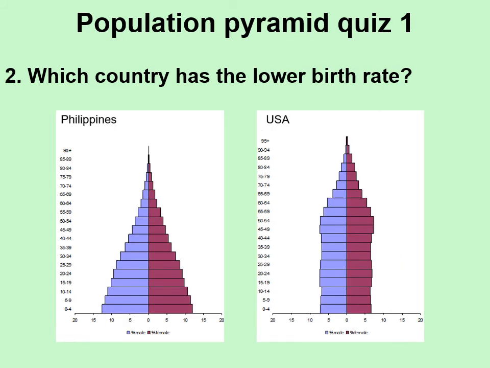Question 2. Which country has the lower birth rate? Hopefully here you put the USA. The bottom of the pyramid here is one of the narrowest bars. It is much narrower than in the Philippines, okay, because we've got about 7% of the population are boys and 7% are girls in the USA, whereas we've got about 12.5% are boys and 12% are girls in the Philippines.